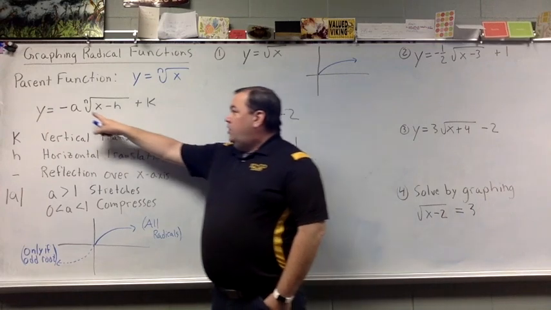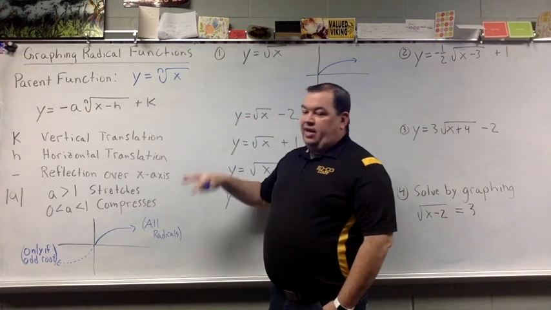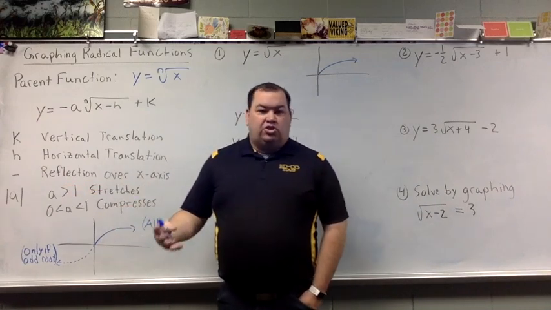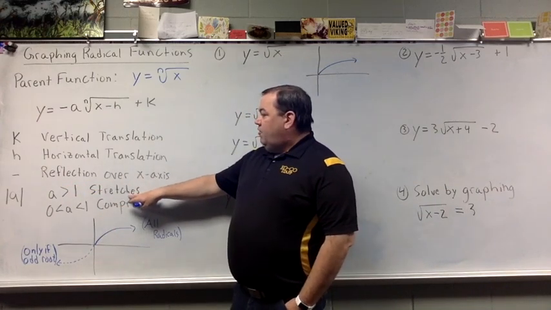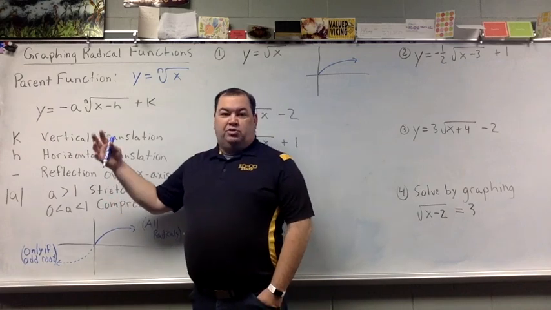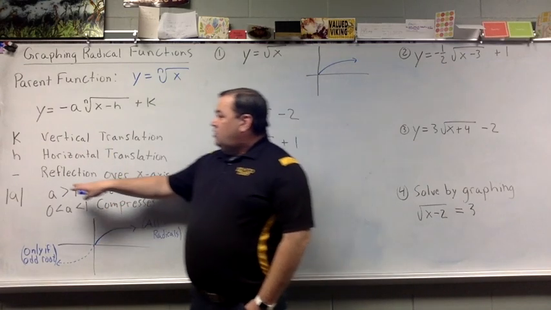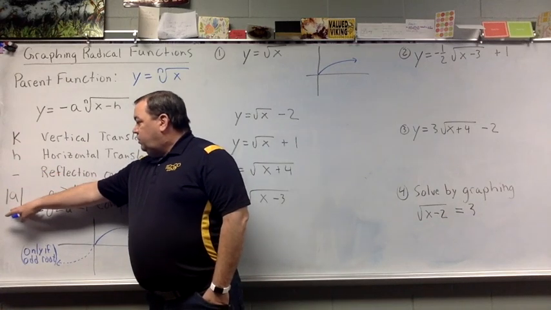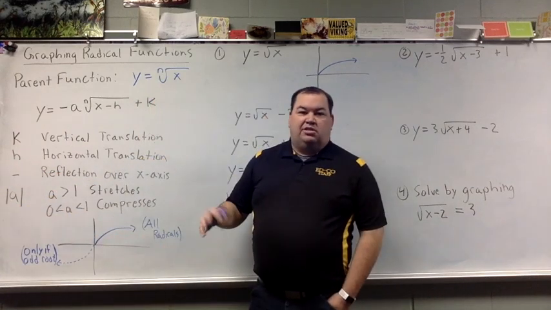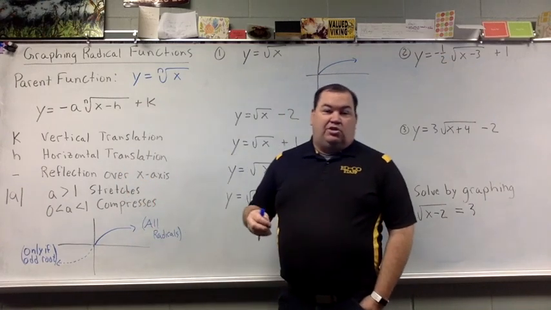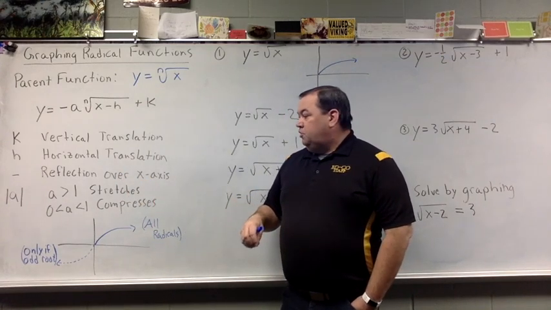The negative out front would reflect this over the x-axis, and the a changes the slope, for lack of a better term. If it's bigger than 1, it's going to just stretch it, make it taller. If it's between 0 and 1, it compresses it. Don't confuse the negative with the a, they are separate things. The a does the reflecting, or excuse me, the negative does the reflecting, the a changes the stretch or compression.